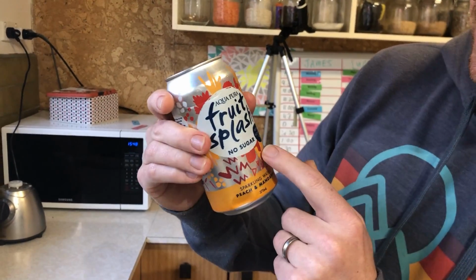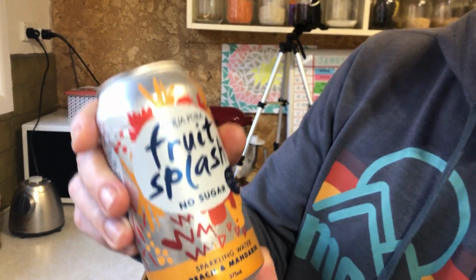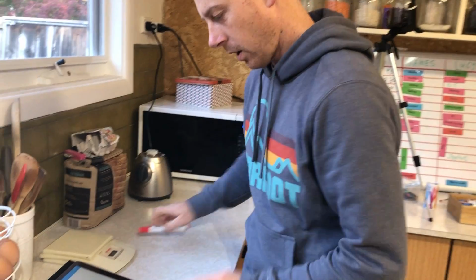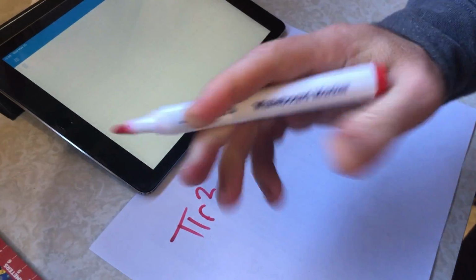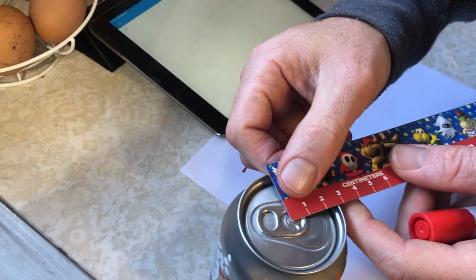So here we go. This is my cylinder. You'll notice it's sugar-free, fruit splash, and delicious. 375 mil. Okay, so what I want to do is find the area of this circle here. To do that, I'm going to use the formula pi r squared. And what I need is to measure the radius of this circle.